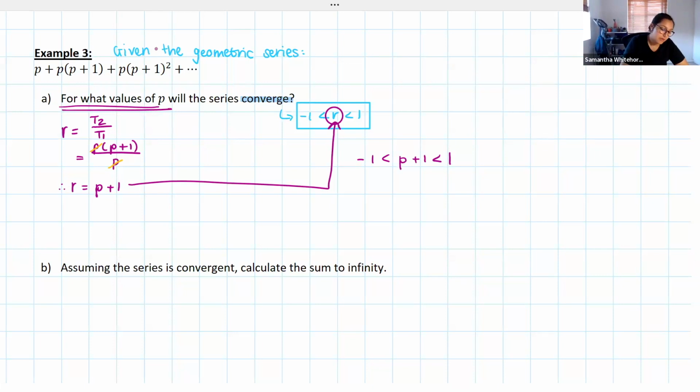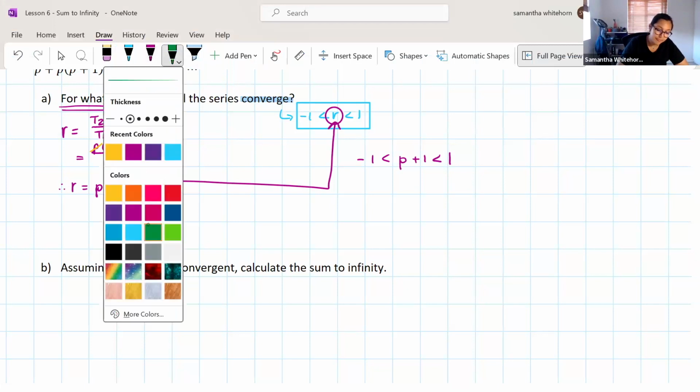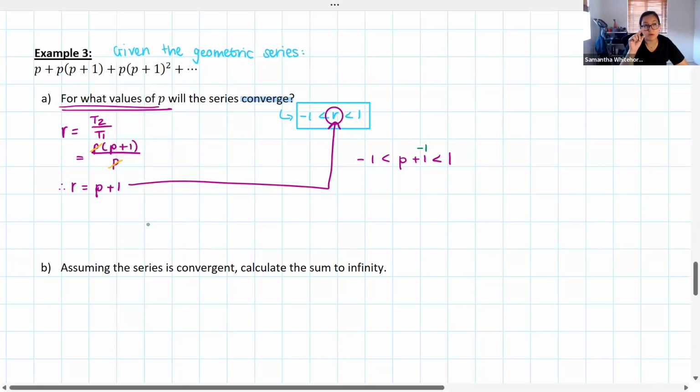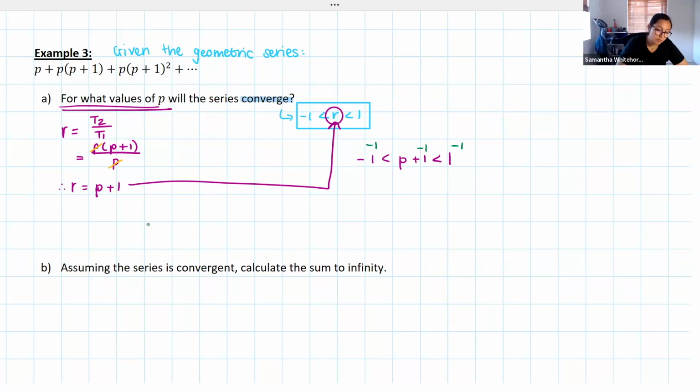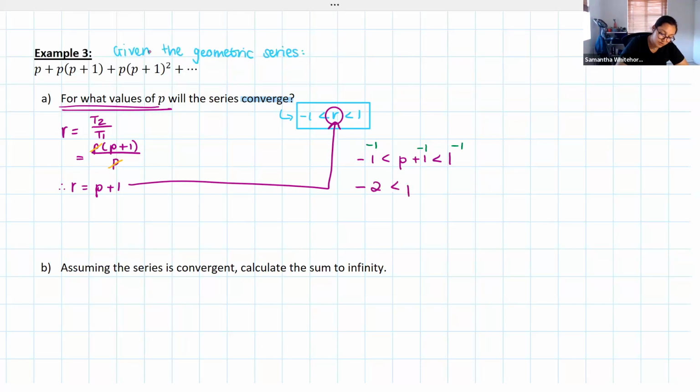So this is now a grade 10 sort of linear inequality, so we should know how to do this. Just remember, inverse operations tells me that I would need to subtract that 1 in the middle, because I wanted the variable to be alone in the middle. But I would then have to subtract 1 on both sides of the inequality. I can't just do it on one side, I have to do it on both sides. And so what I end up with is negative 2, P in the middle, and 0. So as long as P is greater than negative 2 but less than 0, the series will converge.